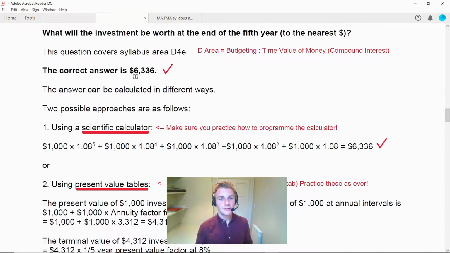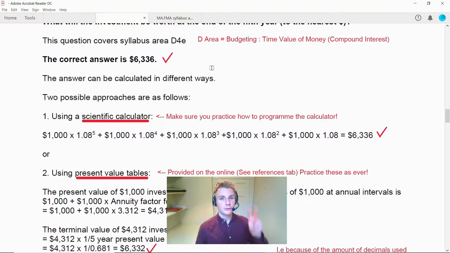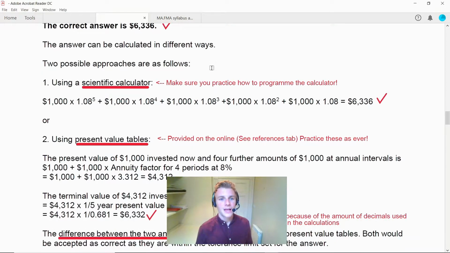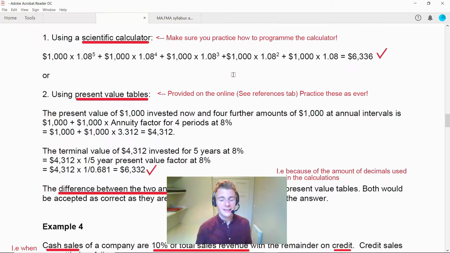The correct answer on here was $6,336. So that is what the value is as at today of the future value. But there are 2 potential ways to actually work this out. So the first way was using a scientific calculator. But the main thing to get jotted down here, if you're thinking about buying one as well, make sure you know how to program it, because you need practice going through past paper questions as well. That is going to be fundamental, that you're bringing those $1,000 amounts to the present value, taking into account the time value of money. Great function to put in, but if you get it wrong, you get it wrong. So more practice on there.